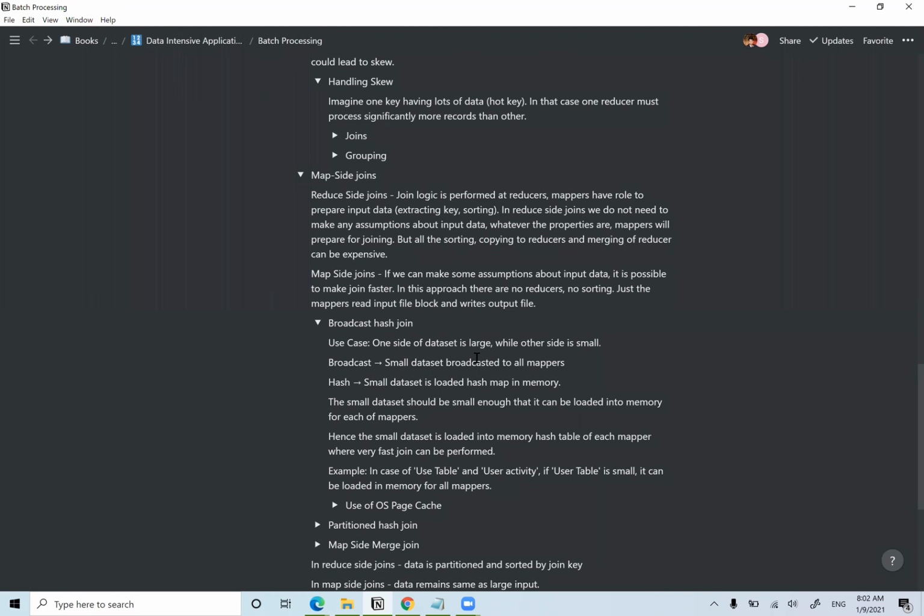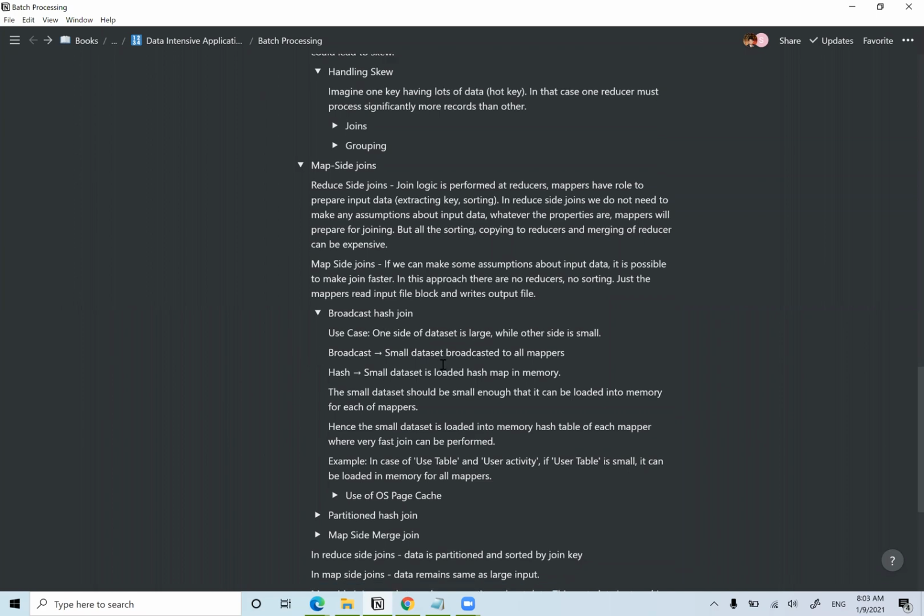So in this case, whatever small data set that we have, we will broadcast that small data set to all the machines. And then on each of those machines, this small data set will be stored as a hash table in memory, and you can quickly perform the join on all of those machines, right? So this is broadcast hash join. Again, the assumption is that one of the data sets should be very small, and that data set will be used as a broadcast, right?